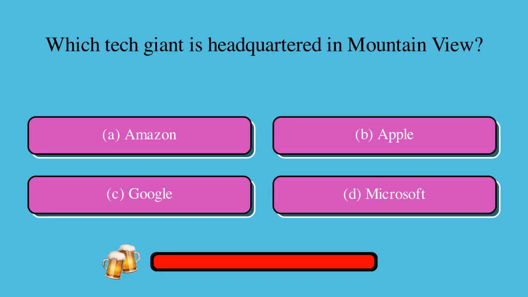Which tech giant is headquartered in Mountain View? Is it A, Amazon, B, Apple, C, Google, or D, Microsoft? The correct answer is C, Google.